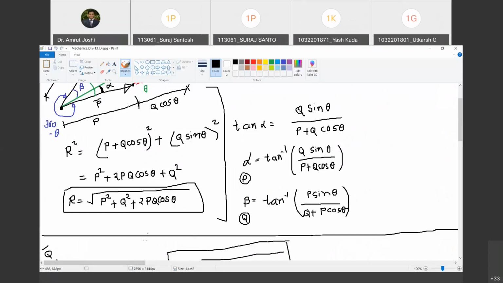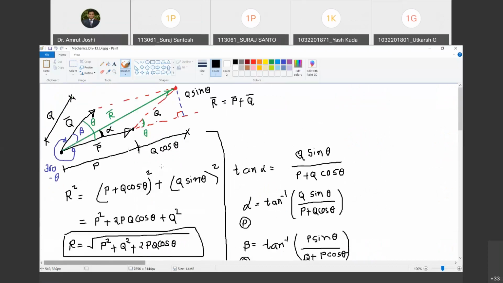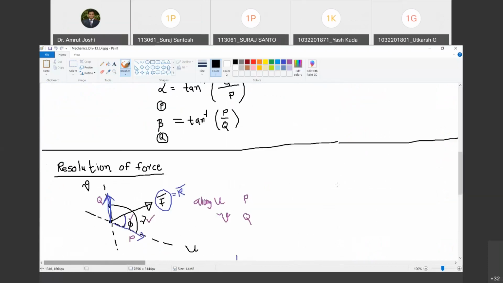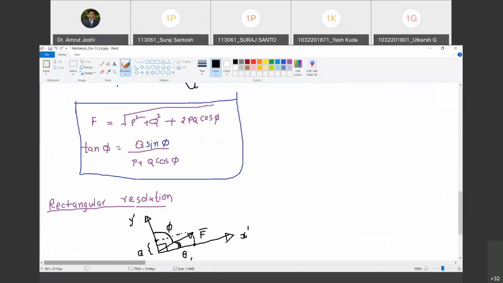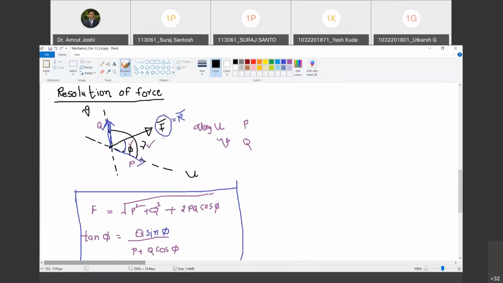Am I audible? Yes, sir. Before rectangular resolution, this one. You have written here phi, P square plus Q square plus 2PQ cos phi, but it should be alpha, right? Gamma, you are right. Sorry, gamma. Yes, you are absolutely right. Please make that correction in your notes, it should be gamma. You are perfectly right. Is the doubt clear?